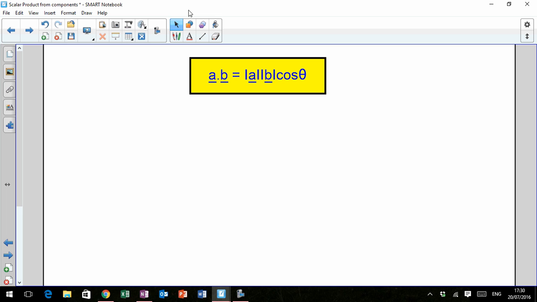Now, on your formula sheet is this: a dot b is equal to the magnitude of a times the magnitude of b times cos of theta. What we're going to look at today is being able to find the angle between two vectors. So we're going to rearrange that, because really what we want to calculate here is theta. If we rearrange, not for theta but for cos theta, because that's a bit neater, we need to divide by the two magnitudes.